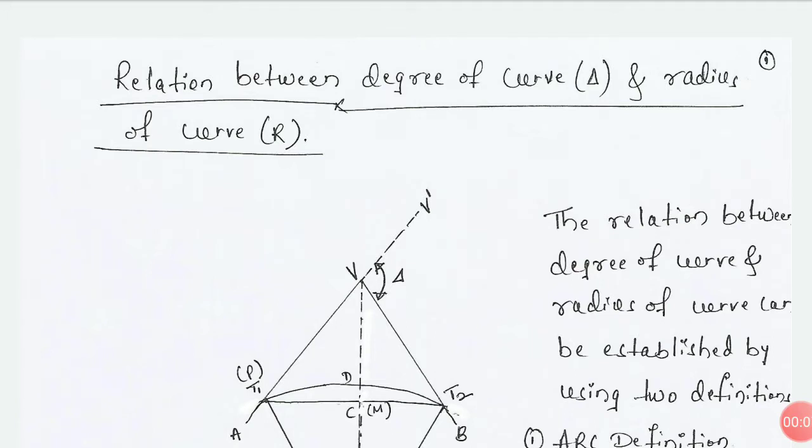In the previous session, we have studied the different components and different parts of the curve. In this session, we will derive the different equations which relate the parts of the curves. The first one is the relation between degree of a curve and radius of the curve.